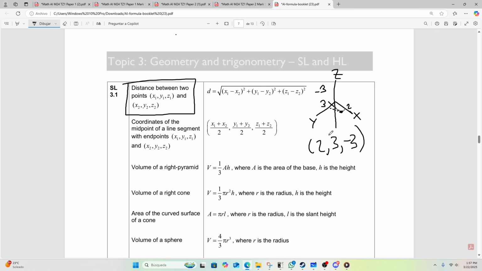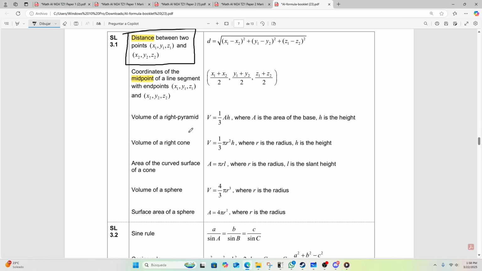And you might have to find the distance from this to another one. Well, you would be using this formula here. So if you ever face a situation where you need to find the distance, this is the key concept, or the midpoint, this is the other key concept, of something with 3 dimensions, well, here you go. Don't get scared. This is the only thing they can ask you for 3 dimensions. We keep on reading and we can establish stuff like volumes, right cones, curved surface area, and so on.